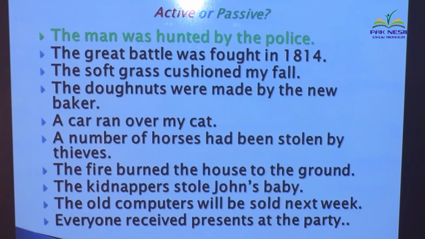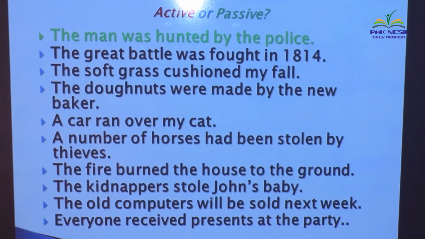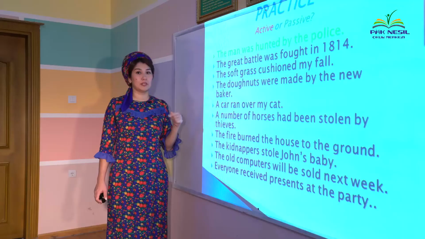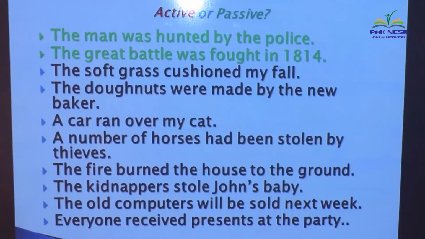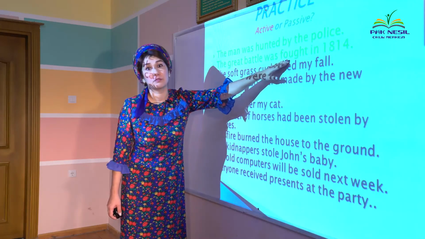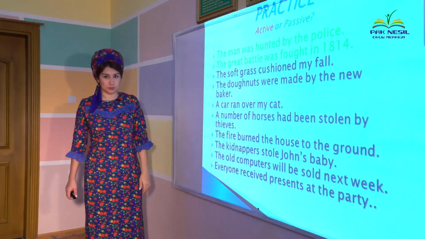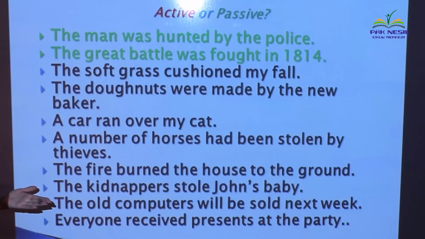The next sentence is, the great battle was fought in 1814. And what voice is this sentence? Is it active or is it passive? Think it over. Now let's check it. This is, of course, passive voice. Again, the sentence is written in past simple tense, right? The verb to be and the verb 3, right? Was fought. So we don't know who fought in that battle, right? And so on. So the doer is not known in these two sentences, okay?